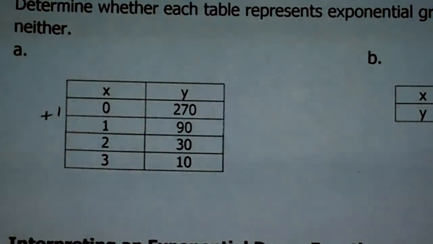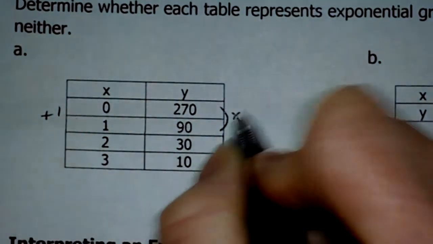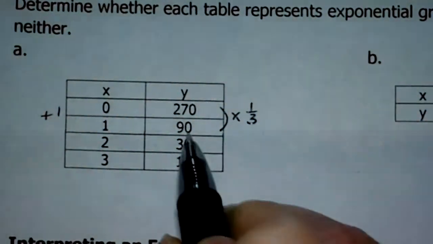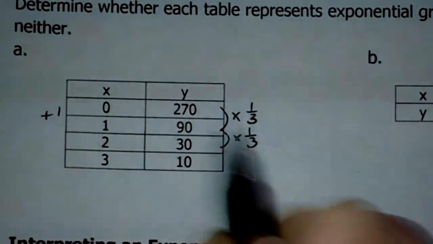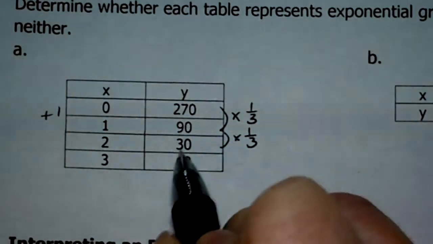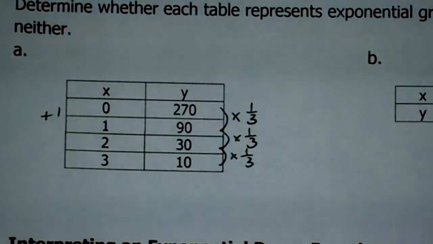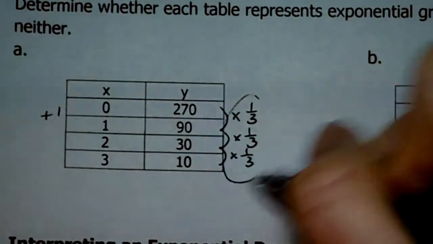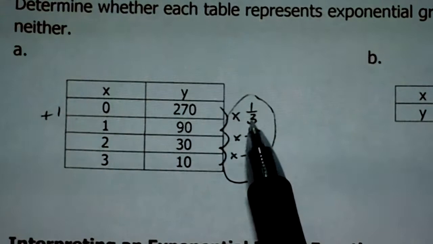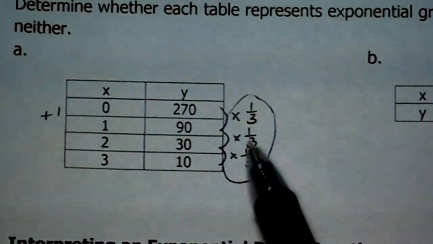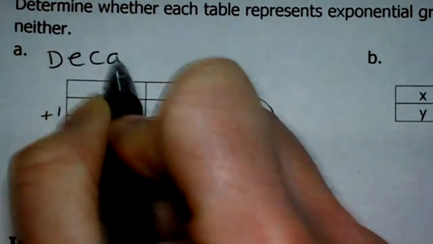So you can either write 0.3 repeating, or you could write 1/3. I'm going to write 1/3. I like that because that's exact. So if you take 270 and you multiply it by 1/3, you get 90. And if you take 90 and multiply that by 1/3, because 90 divided by 3, same thing, you'll get 30. And if you take 30 and multiply it by 1/3 or divide it by 3, you get 10. Do you see how the growth factor right here is a number that is greater than 0 but less than 1? Because this number is greater than 0 but less than 1, that means that this is exponential decay.